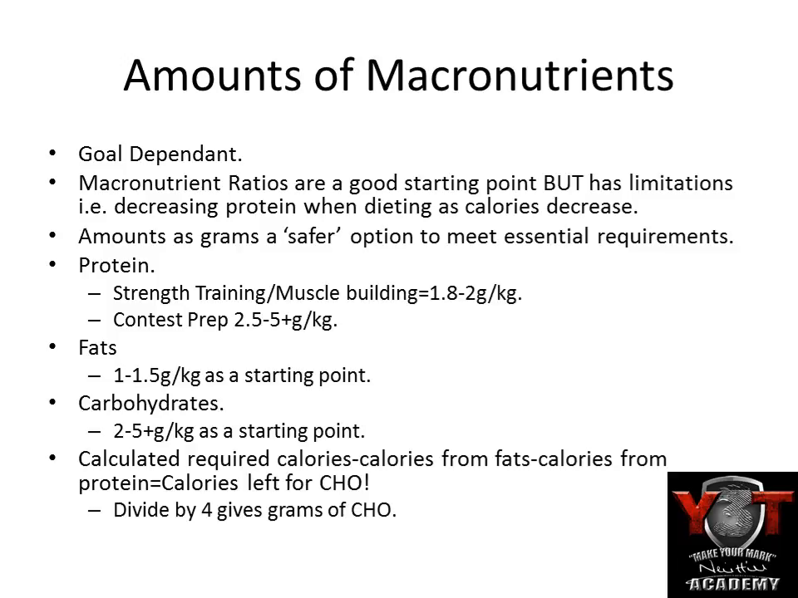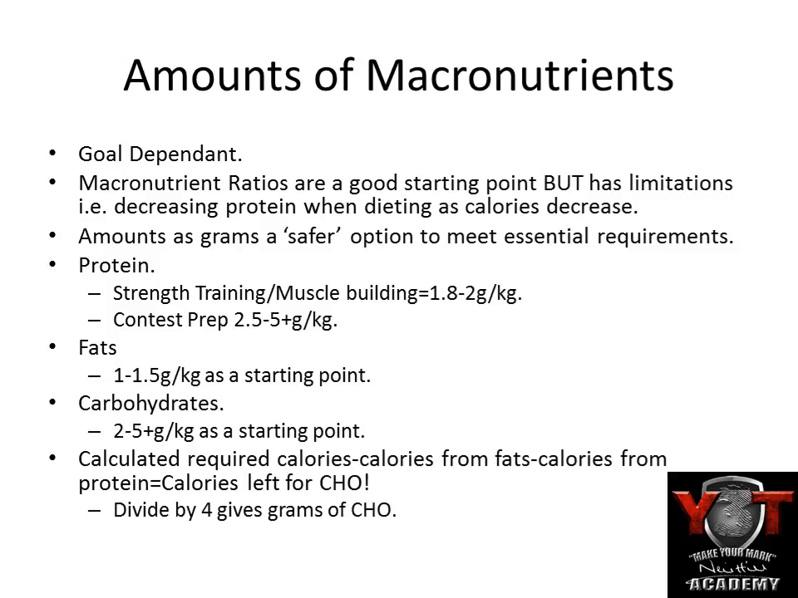So how I like to work and how a lot of coaches like to work is to actually focus on meeting the essential requirements. Okay, so my protein will be, someone comes to me and they want a strength training or muscle building program. I'm going to put them on 1.8 to 2 grams per kilogram of lean tissue of protein. Okay, so for a 100 kilogram person of leanish tissue, that's going to be around 200 grams of protein.